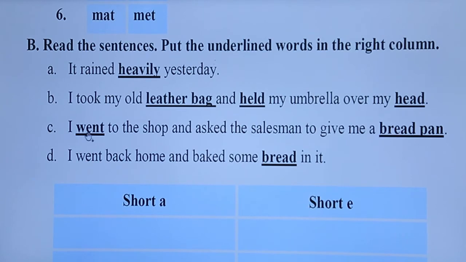Part C. I went to the shop and asked the salesman to give me a bread pan. Went. Short A. How about bread? Short A. Pan. Very good. Short A.